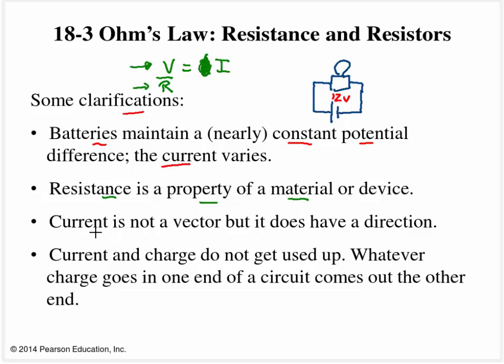One thing about current is it does have a direction. We know that it is always going to flow from the positive terminal to the negative terminal. So it does have a direction, but it is actually not a vector. Something to keep in the back of your head. The last thing to think about here is that current and charge don't actually get used up as they flow through a circuit. Whatever goes in one end is going to come out the other end of a circuit.